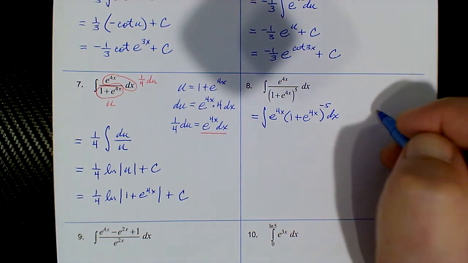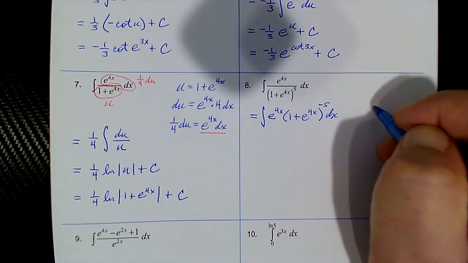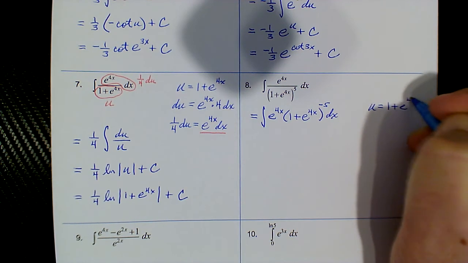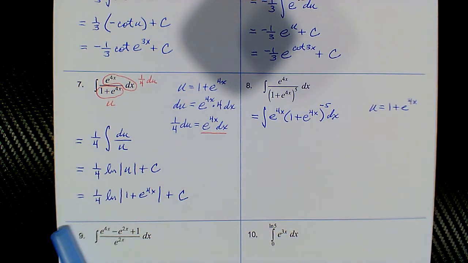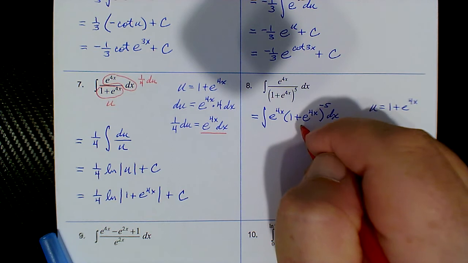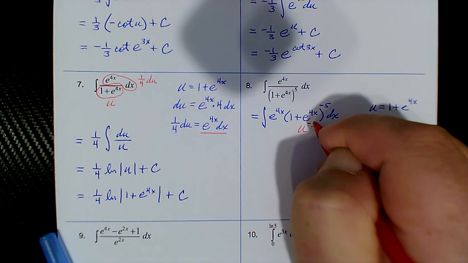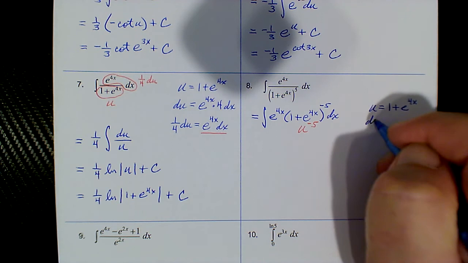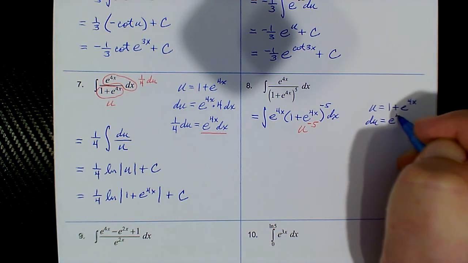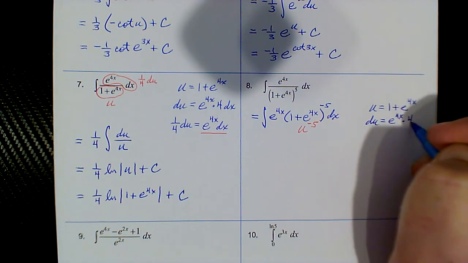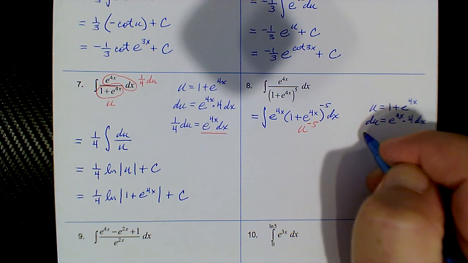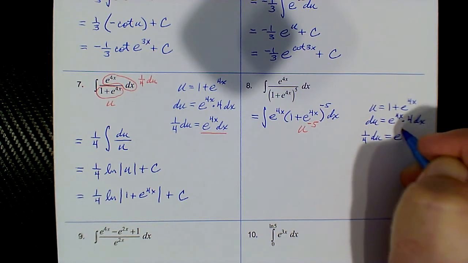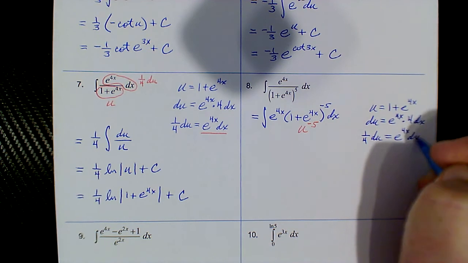And the u substitution turns out is the same. That is, you're going to pick u to be 1 plus e to the 4x because we're trying to fit the form of u to the n, or in particular, in this case, u to the negative fifth. The du is calculated. That's e to the 4x times 4 again, differential dx, of course. And we modify: 1/4 du is e to the 4x dx.